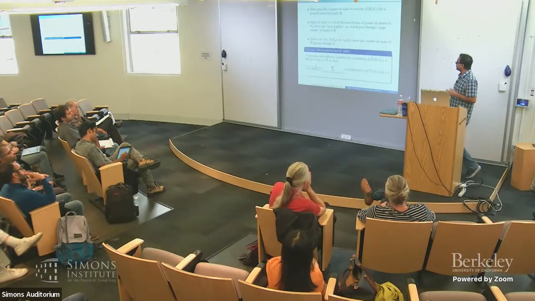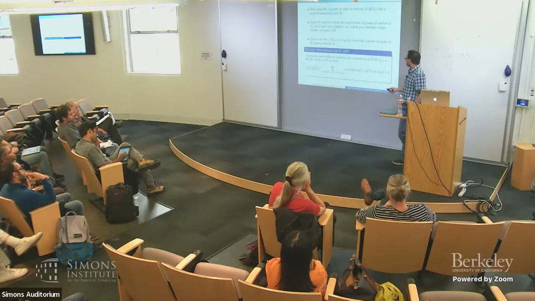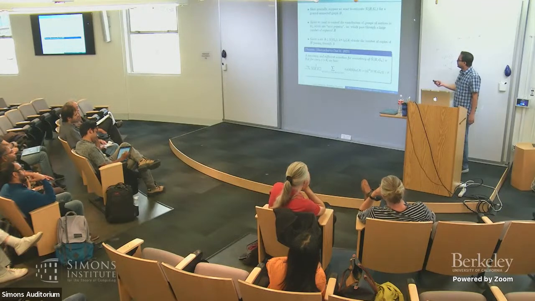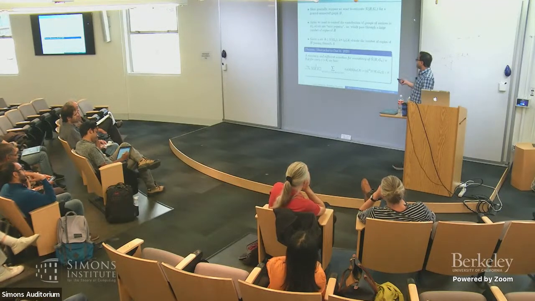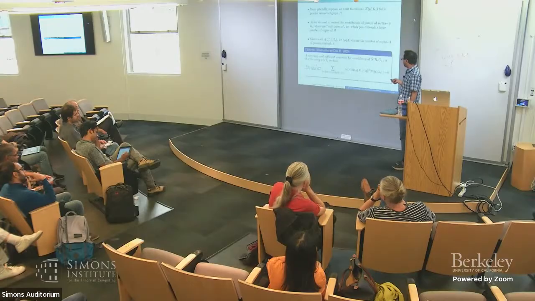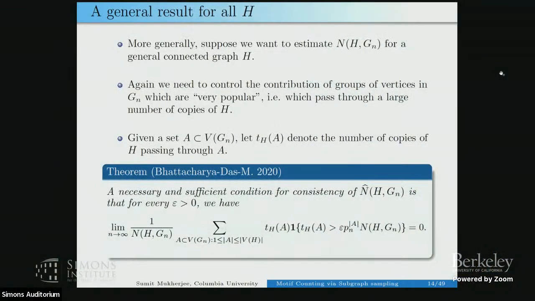And okay, so the same story holds. So now there is a limit, so that's good. Your estimator is consistent if and only if, for every epsilon, this sum, where you now have to sum over all sizes of A starting from 1 all the way up to V(H), of this T_H indicator, this truncation point, is small compared to the total number of copies of H in Gn. The next slide parses this H condition and convinces you that this is exactly what we obtained for the edge case. But yes.